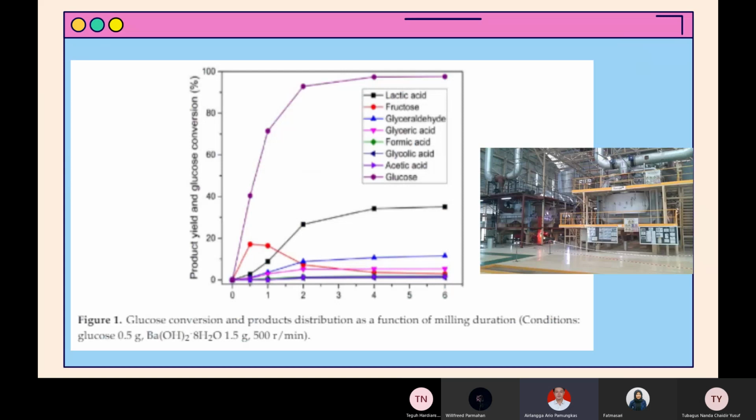Here we can show the PLLA, or at first the lactic acid from the sugar milling, which is shown in the right picture. Okay, next.